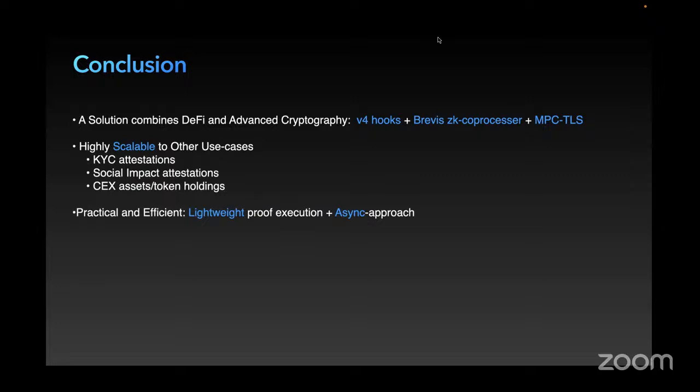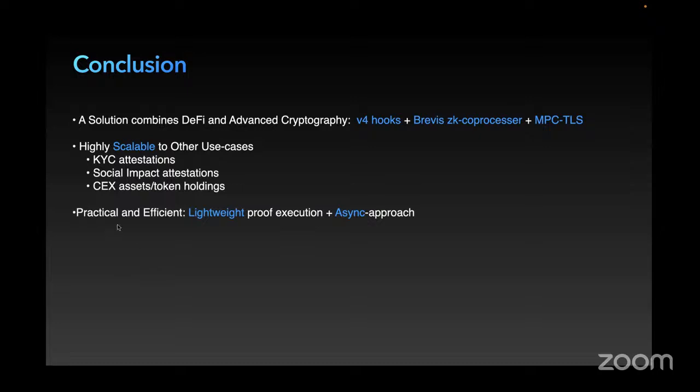Like I want to create a swap which is suitable for institutions, and I want to make sure the users have passed some KYC or AML check, so I can create the KYC attestation by the MPC-TLS approach, and then check with the V4 hooks. Also I can create other interesting approaches, like checking if a user holds some assets in a centralized exchange, leveraging that kind of sensitive data, creating a zero-knowledge proof for that, and then combining with the V4 hooks.